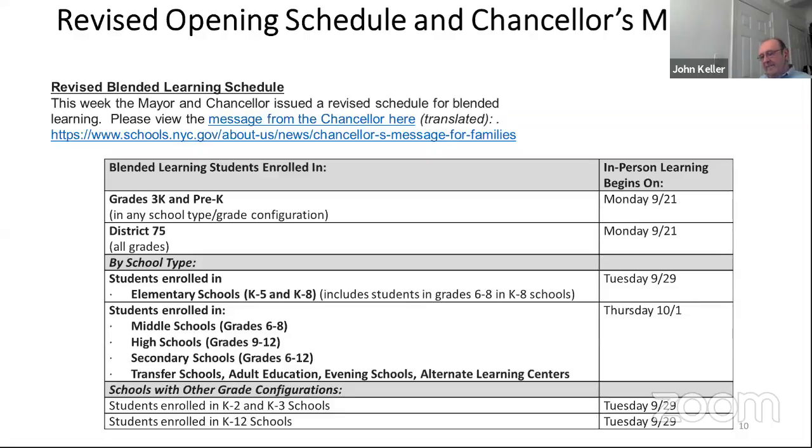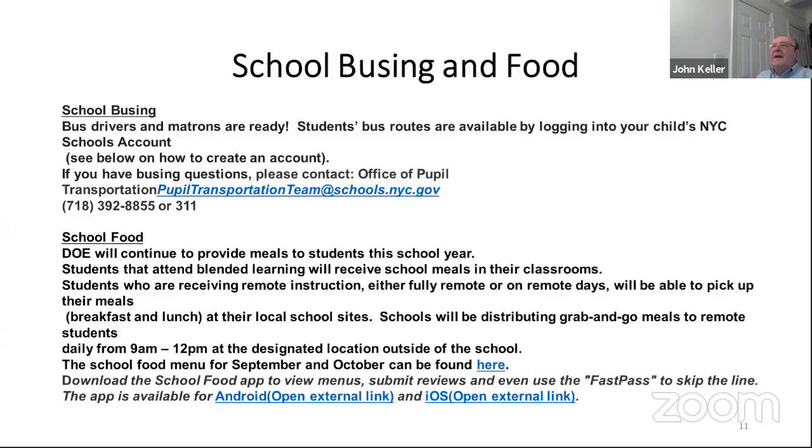And the next slide, they are ready to go with the buses. This was a big concern, as you probably know, that they wouldn't have the buses ready and the bus drivers and the people who look out for the kids. I don't like the term matrons, but the people who look out for the kids on the buses.